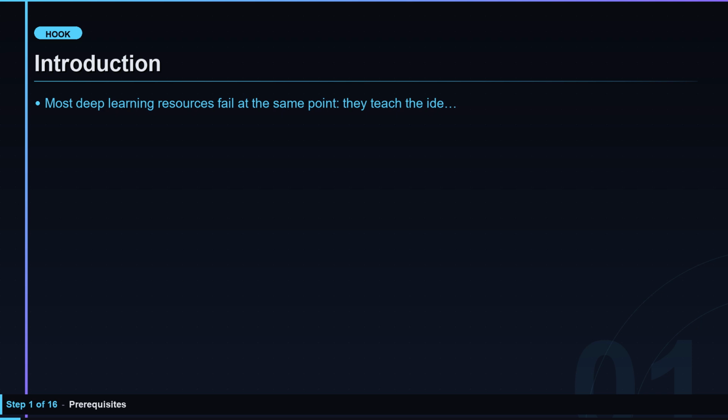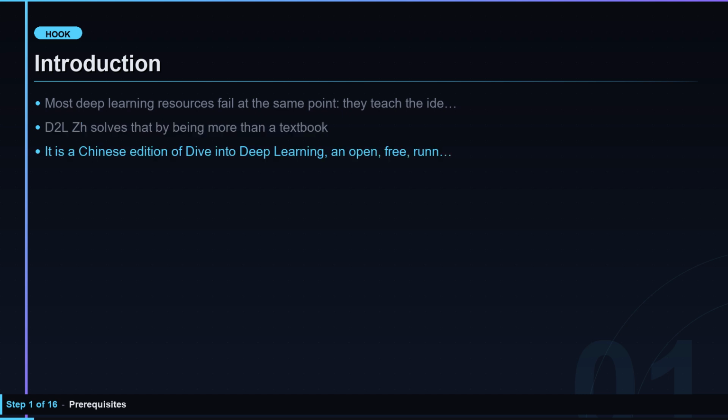Think of it like a cookbook that gives you the recipe, the ingredients, the tools, the cooking demo, and a place to ask what went wrong when the dish fails. That matters because deep learning is not something you really learn by reading alone. You learn it by running, changing, and breaking things, then seeing what happens.